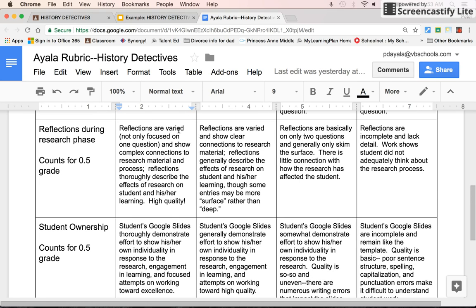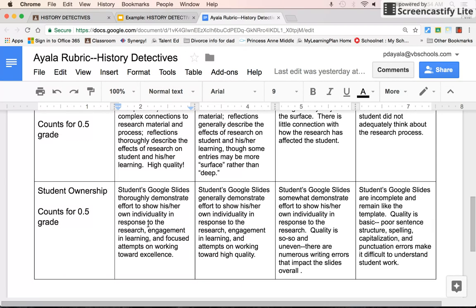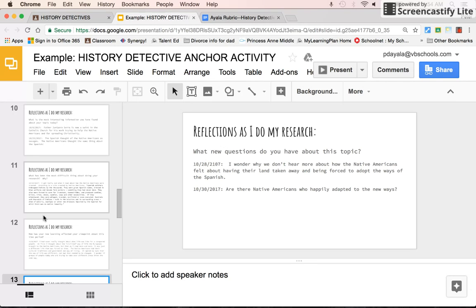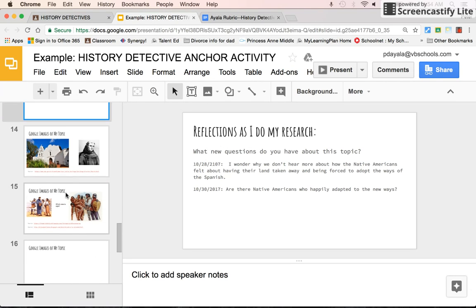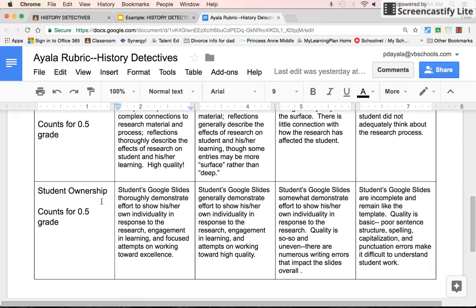And again, it says, reflections are varied, not only focused on one question, so all 4 of those different reflections, you should have something for all of them, and show complex connections to research material and process. So it shows that you were actually doing this while you were researching, that you were taking the time to research and then talk about things that you were having issues with or that you found interesting. And so that's that. And then the last thing is your Google Slides, that they thoroughly demonstrate effort to show his or her own individuality of response. So you'll see, basically that yours, you have some good pictures in there, right? You have all your reflections filled out. Everything is done correctly. Okay. And that'll count for your last grade there.